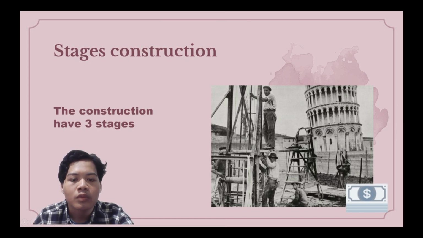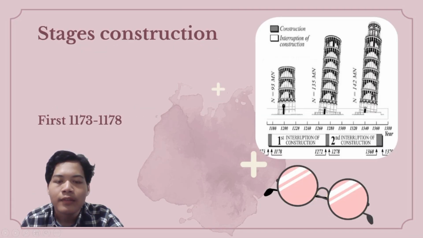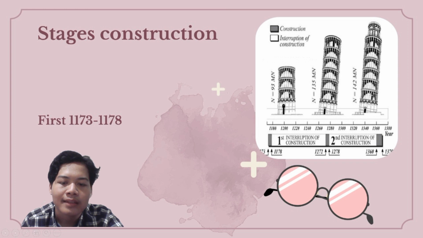Let me turn now to the stages of construction. The tower's construction was carried out in 3 stages and took 199 years. The first stage involved the construction of the tower's base, which consisted of a circular foundation measuring 15 meters in diameter and 24 meters in height. The foundation was constructed using a mixture of clay, sand, and silt.